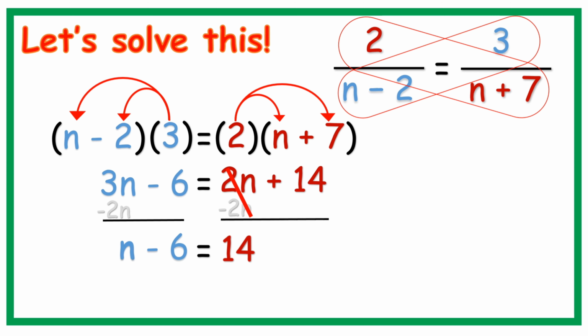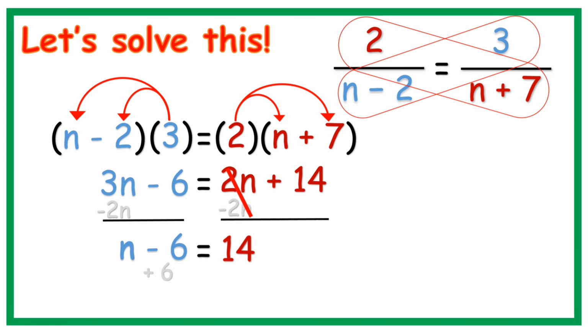We're not yet done. We need to isolate our variable n, but there's still negative 6 there. What are we going to do? Let's add positive 6, okay?